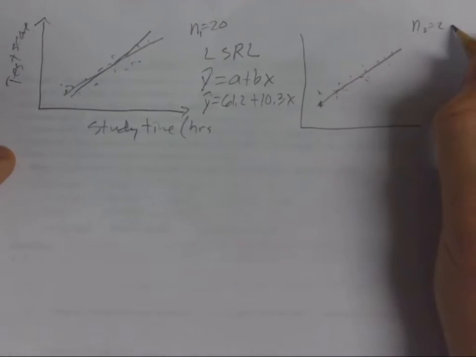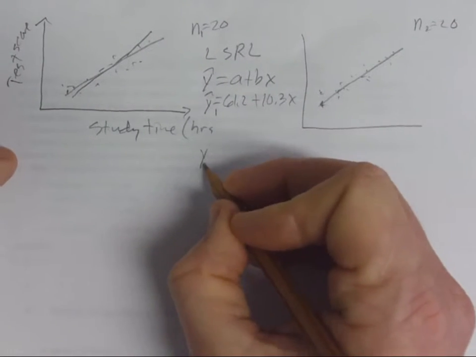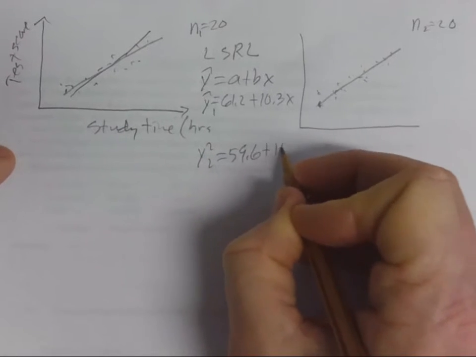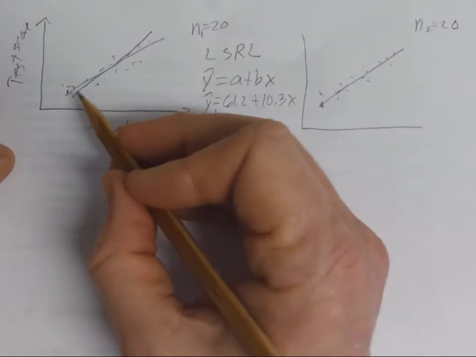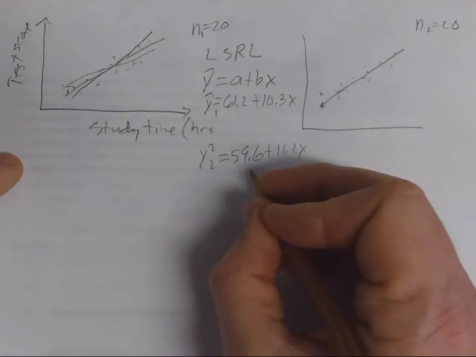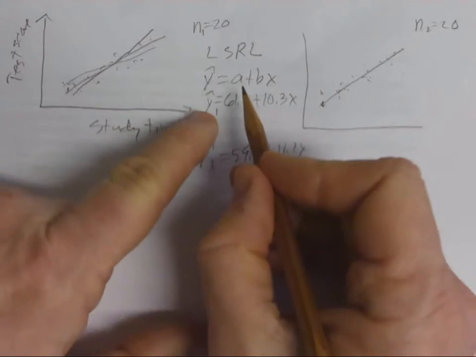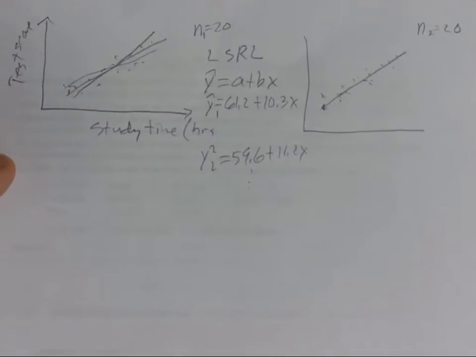And then if we took a third sample and came up with a third line, so maybe the first line was that, and the second line was 59.6 plus 11.2x. If we came up with a third sample and a third line, it would also differ. And so what we're realizing here is this A and this B are actually estimates of population values. And these are just sample statistics.